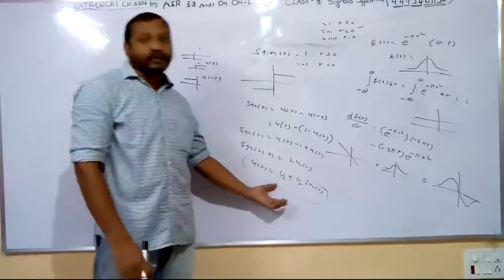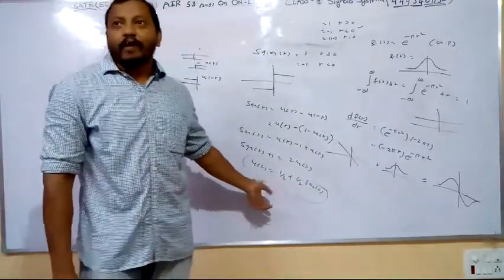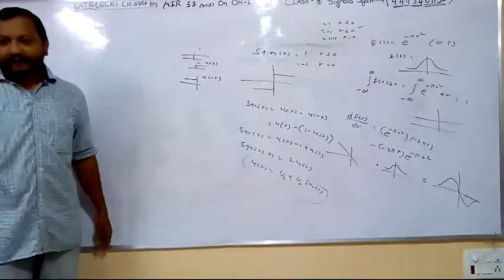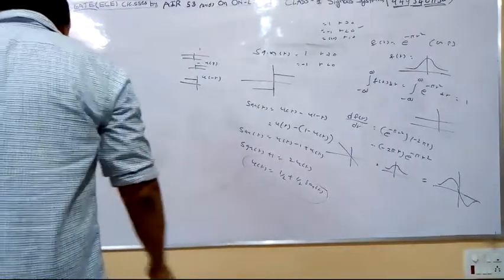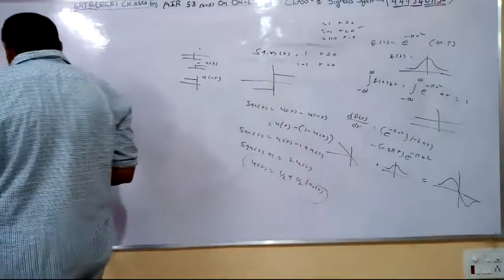If the options are available directly, what is the equation for u of t in the form of signum of t? In that situation, directly you can select 1 by 2 plus 1 by 2 signum of t. Then next is the operations on the signals. Next, coming to the operations on the signals.